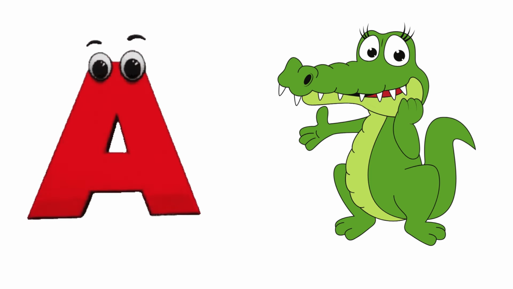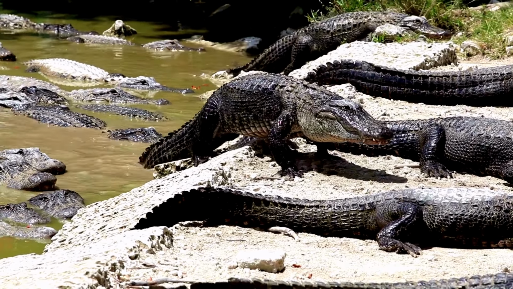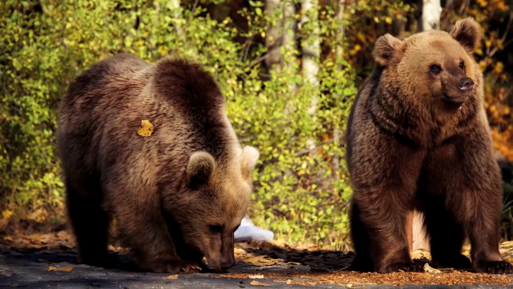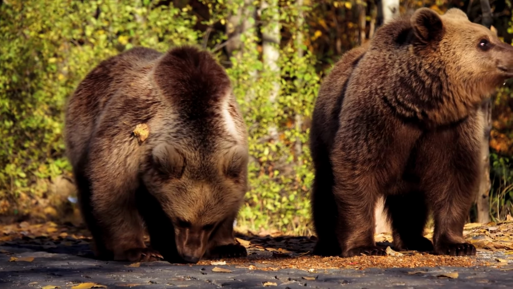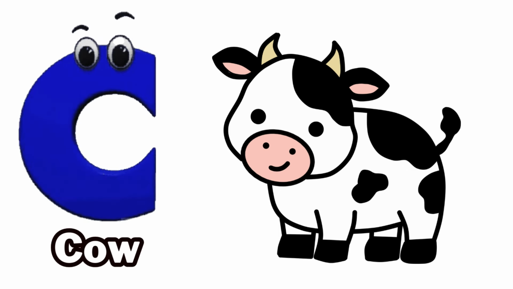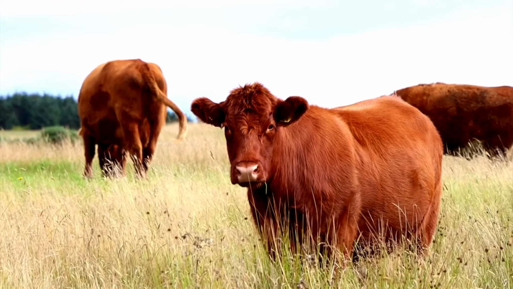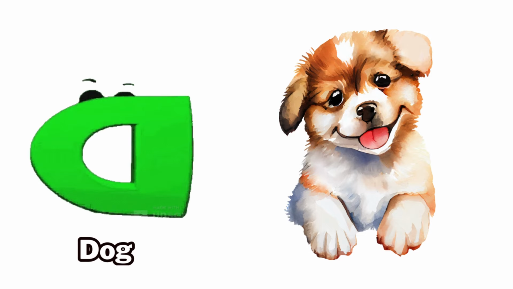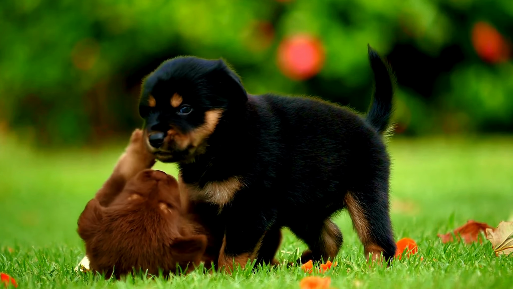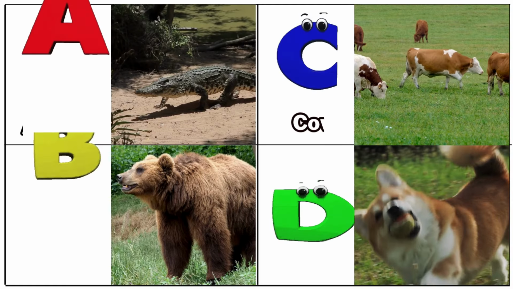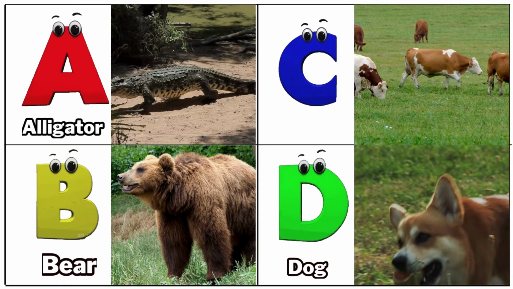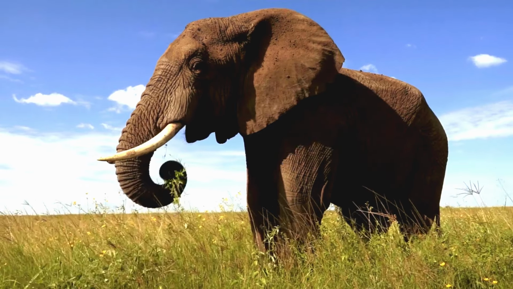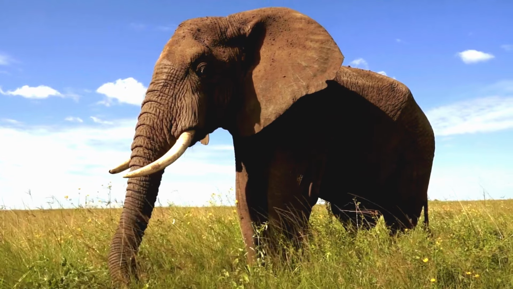A is for alligator. Ah, ah, alligator. B is for bear. The bear. C is for cow. Cuh, cuh, cow. D is for dog. D, dog. E is for elephant. E, e, elephant.